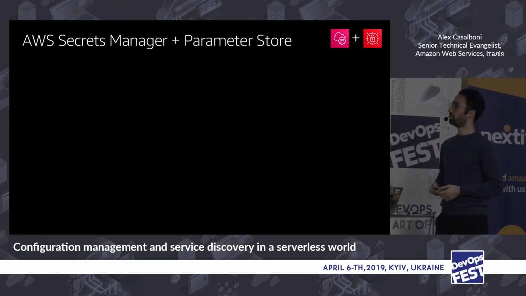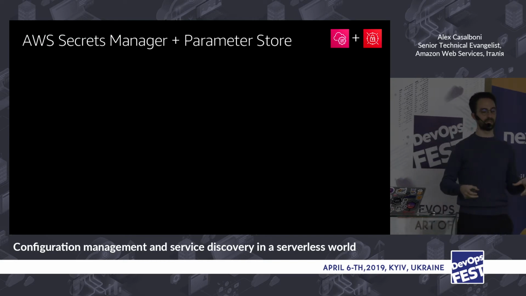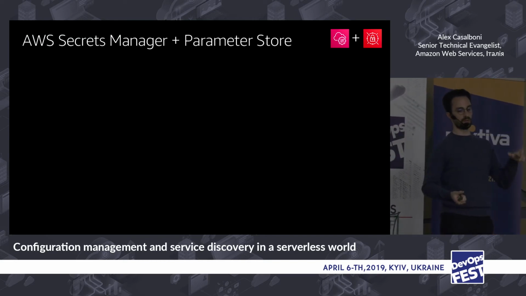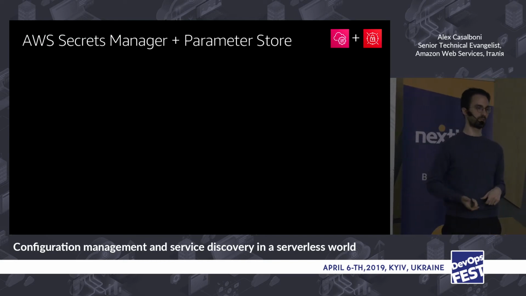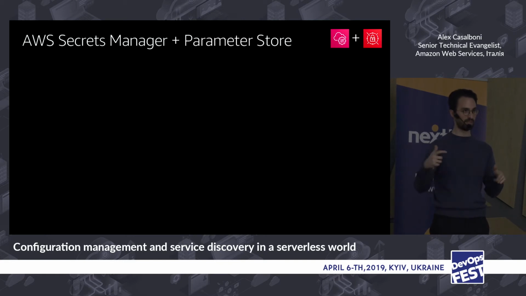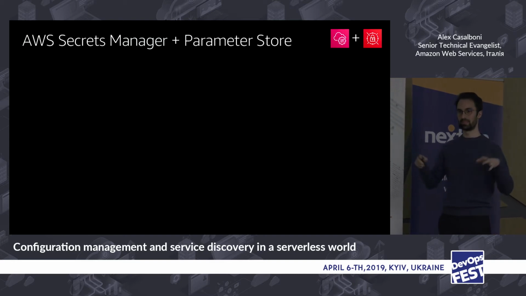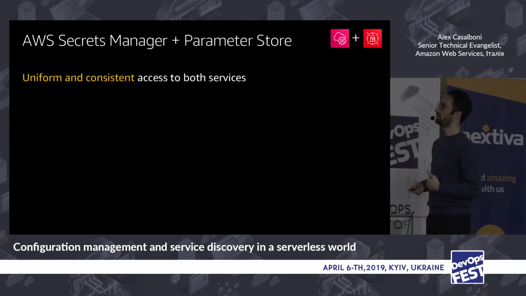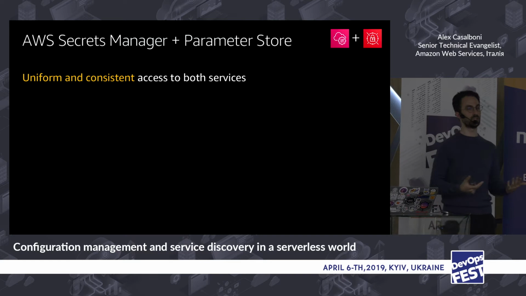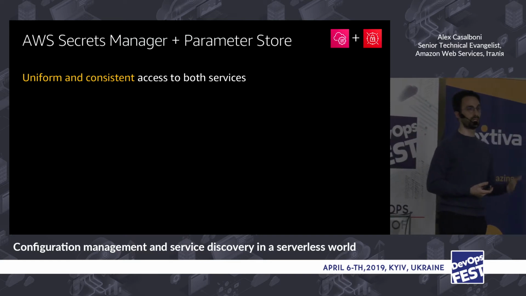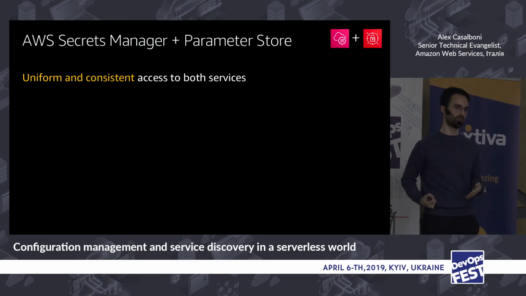And then a lot of customers told us, but I want to use both the Secrets Manager and the Parameter Store. Can you make it simpler so I don't have to use 2 clients, 2 APIs, 2 different syntax? So we built something that is uniform. So now you can use the Parameter Store API to retrieve secrets as well.